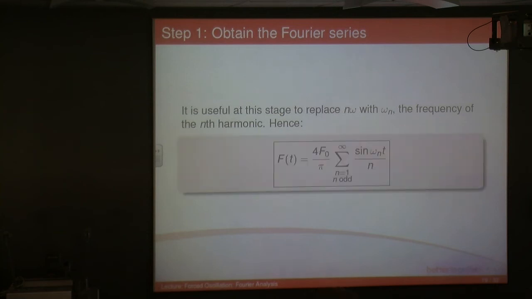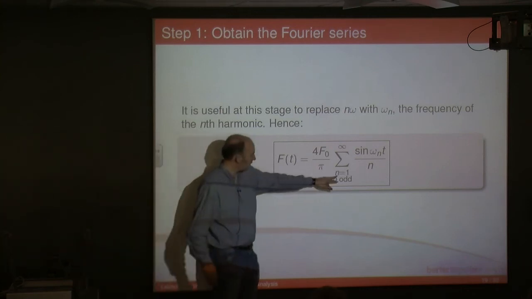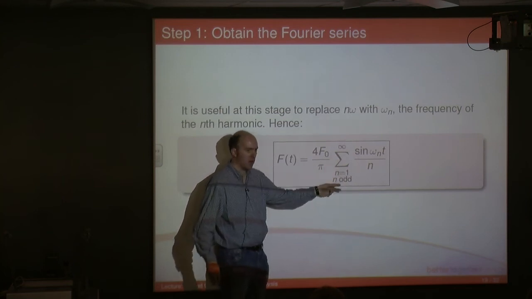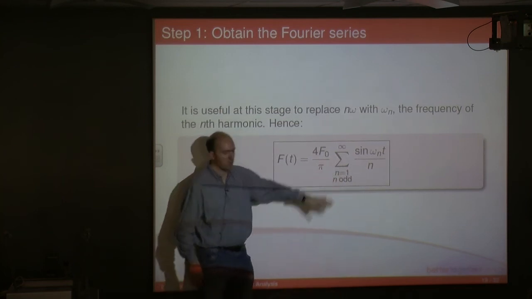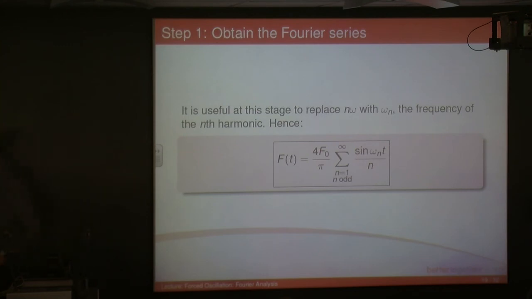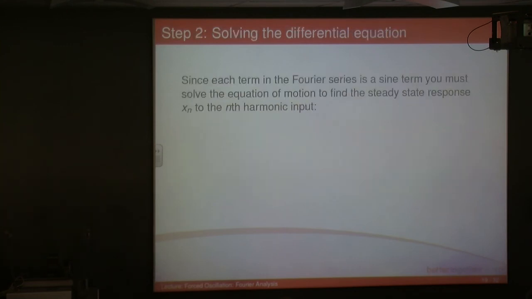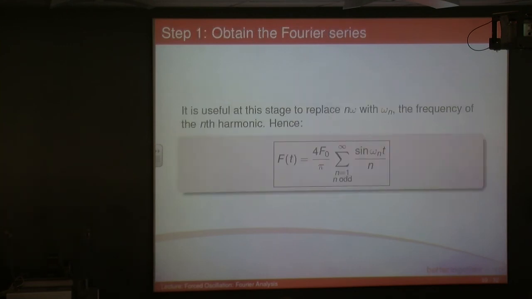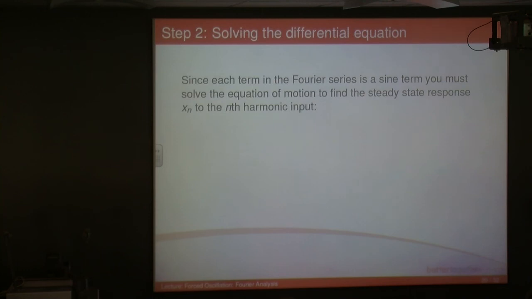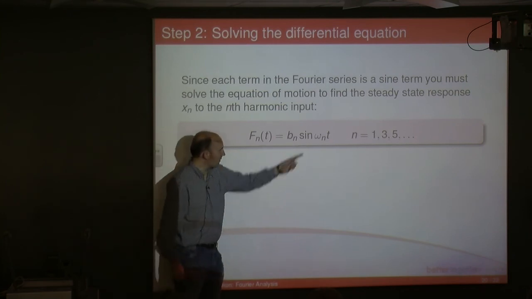And so we can write it like this, where we've replaced n omega with omega_n, and there's the sum from n equals 1 to infinity when n is odd only. When n is even, we don't worry about it. So each term in the Fourier series is a sine term. You must solve the equation of motion to find the steady state response x_n for the nth harmonic input. And the nth harmonic input, f_n, we know is b_n sine(omega_n t).